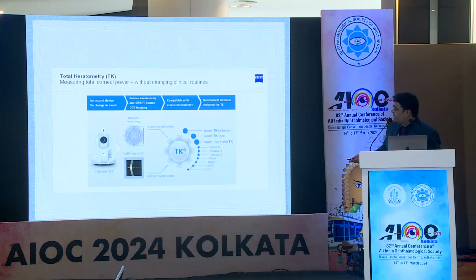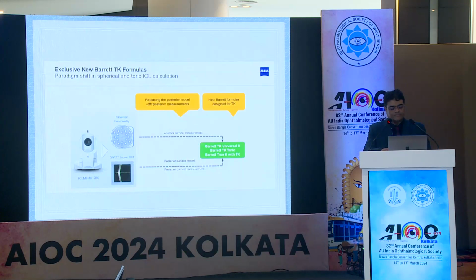And another thing it does is give us the total keratometry. Because it has OCT incorporated in it, we can get the total keratometric value. And it does have formulas based on total keratometry, like Barrett TK Universal 2 for normal eyes, Barrett TK Toric for toric IOLs, and Barrett True K with TK for post refractive surgery eyes.